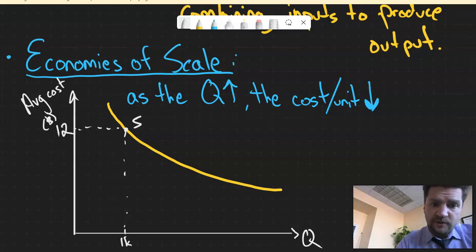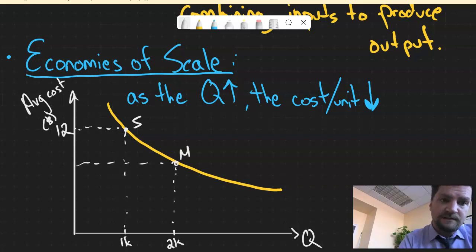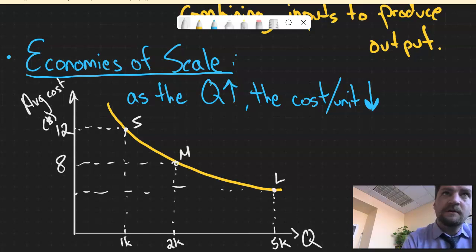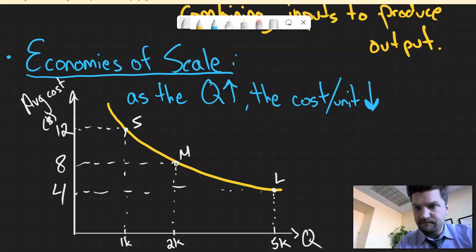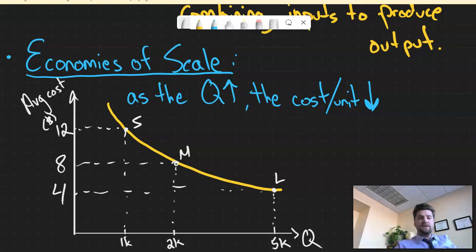However, since we are in a situation of economies of scale, if we were to increase to 2,000 units, then we would now be at point M, and the average cost per unit is decreasing from 12 to 8. Furthermore, what if we were to increase it all the way to 5,000? Well, we find that at 5,000 we're at point L, and at point L we have an average cost of 4. So significant cost savings by increasing the amount of quantity that we produce as a firm.